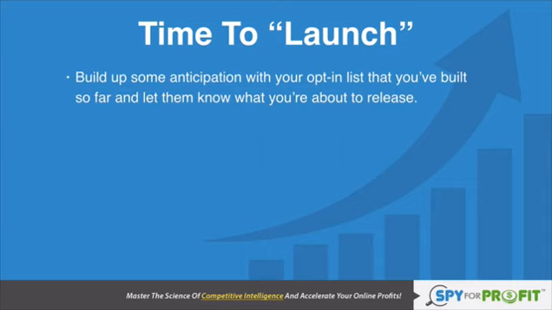So we want to build up some anticipation with our opt-in list that we've already built with the validation stage, and let them know that we're about to release our product. So we basically say, hey, I have an important announcement to make, and lead them into telling them about what you're getting ready to release. You want to build up the anticipation, even for a few days. Like, say it's Monday, say, hey, on Thursday, I have something really exciting for you. And then you could say, I'm releasing a new product. I don't want to tell you too much about it just yet, but it's going to be awesome.